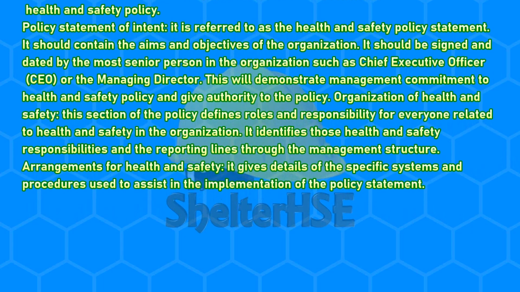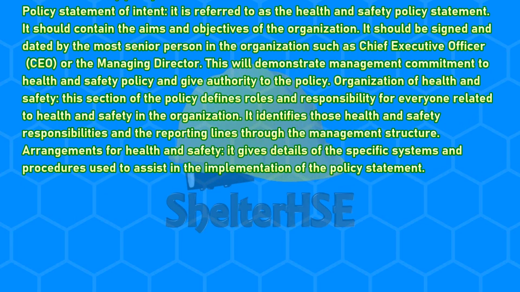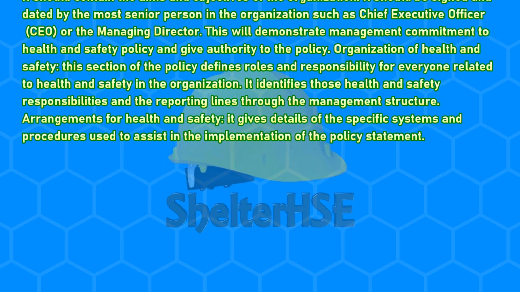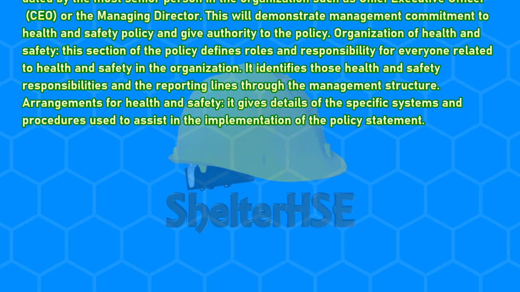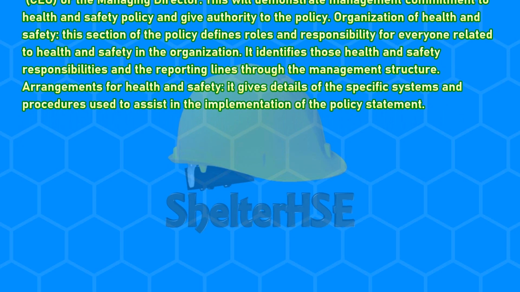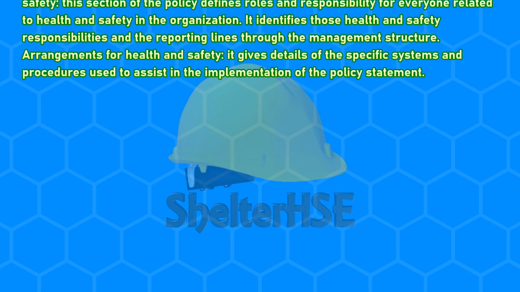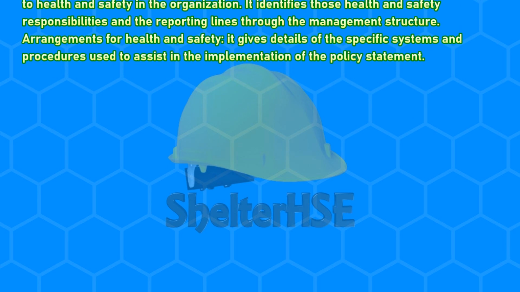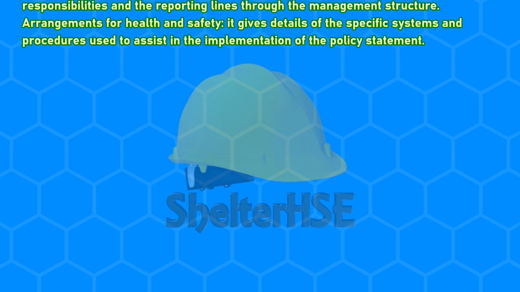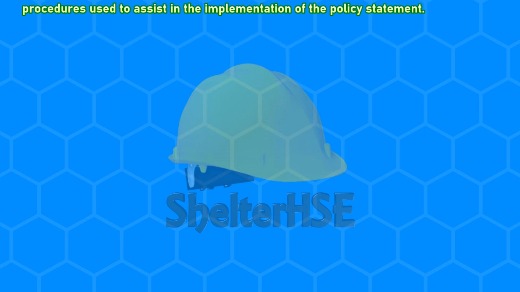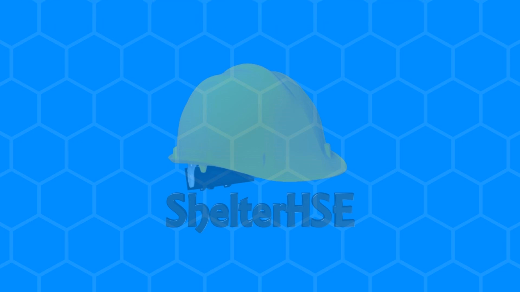Organization of health and safety. This section of the policy defines roles and responsibilities for everyone related to health and safety in the organization. It identifies those health and safety responsibilities and the reporting lines through the management structure. Arrangements for health and safety. It gives details of the specific systems and procedures used to assist in the implementation of the policy statement.